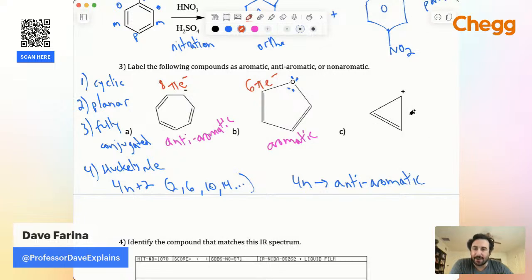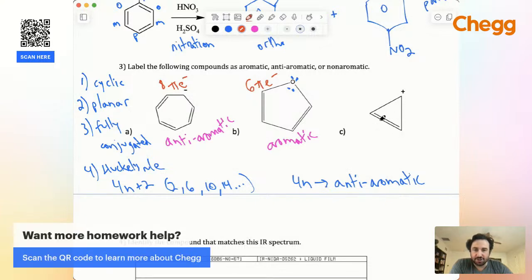Now, does it satisfy Huckel's rule? How many pi electrons do we have? In this case, we have only 2. Just the 2 in that pi bond. Remember, this carbocation indicates it's electron deficient, right? So that's not pi electrons, that's electron deficiency. So we have only 2 pi electrons, and therefore that does satisfy Huckel's rule. It's the smallest number that satisfies Huckel's rule.